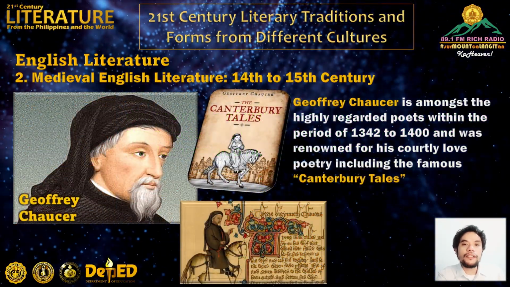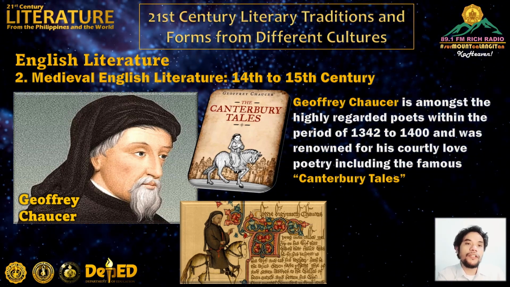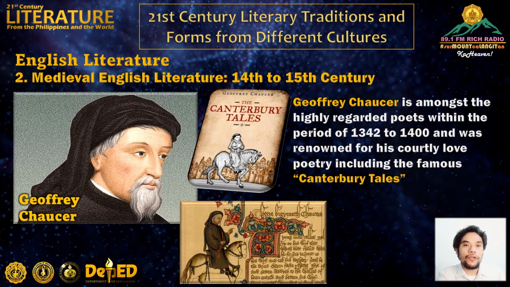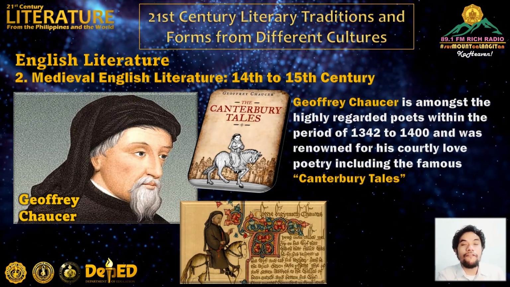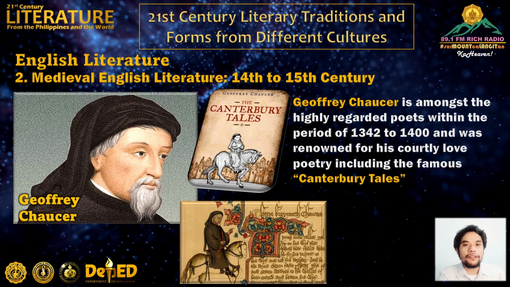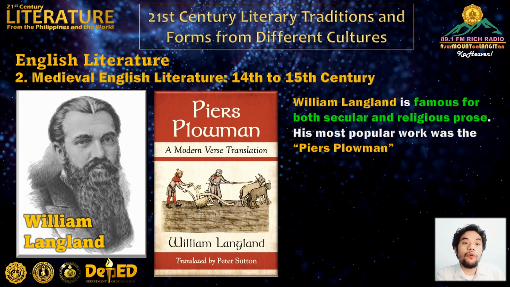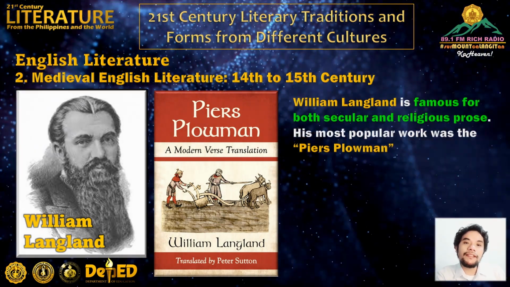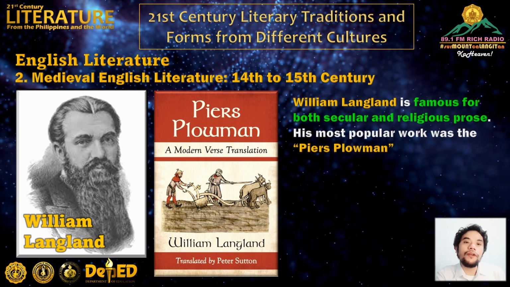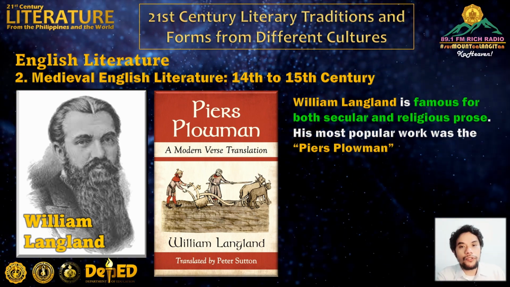Geoffrey Chaucer is amongst the highly regarded poets within the period of 1342 to 1400 and was renowned for his courtly love poetry, including the famous Canterbury Tales. William Langland's famous religious works, including Piers Plowman, also deserves a crucial mention as it represents another popular genre of this period of English literature, which was secular and religious prose.